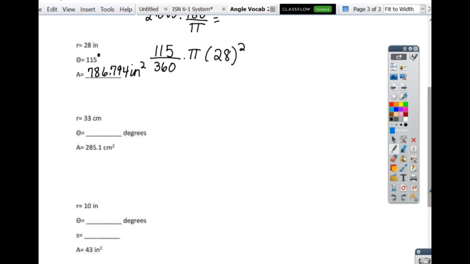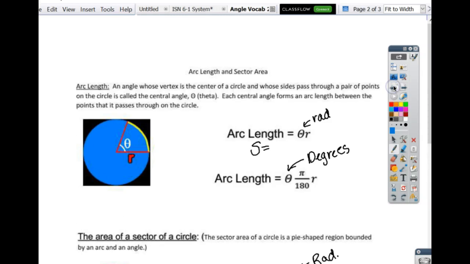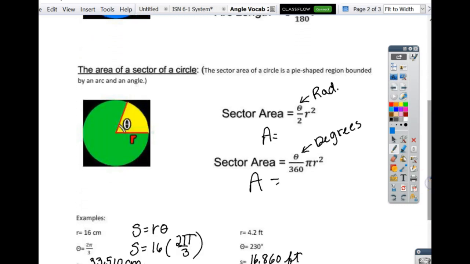So, what's the question, Jada? All right, what am I looking for on the next one? I'm looking for theta in degrees. When I solve it, I'm going to get theta in radians unless I use the other formula, right? So it doesn't matter what you choose. If I do this one, my theta is going to be in radians. If I do this one, my theta is going to end up in degrees. So which do you want to use?